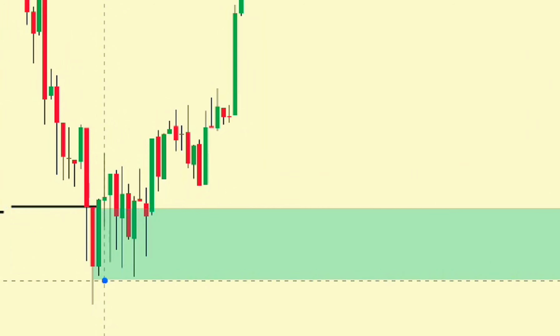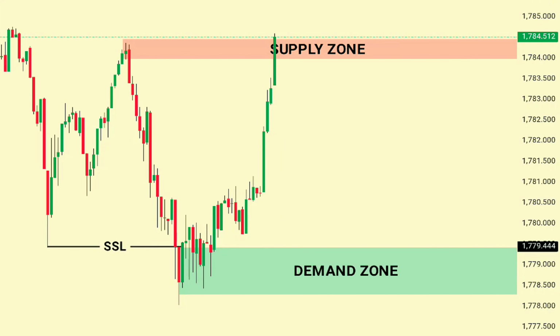Next, I marked this demand zone. A demand zone is an area where strong buying pressure previously entered the market and caused a significant move higher. This tells me that buyers were active in this region and may become active again if price returns. Just like the supply zone, I do not buy immediately from the demand zone. I simply mark it as an important area and wait for confirmation before considering any trade.